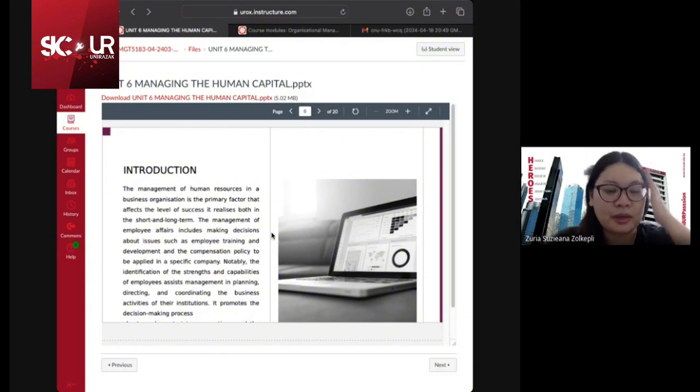Before we start, as an employer, we should be able to identify the strengths and the capabilities of each and every employee so that we can maximize the talent that they have, and it will be easier for us to coordinate. It is all related, and then everything will be easy.